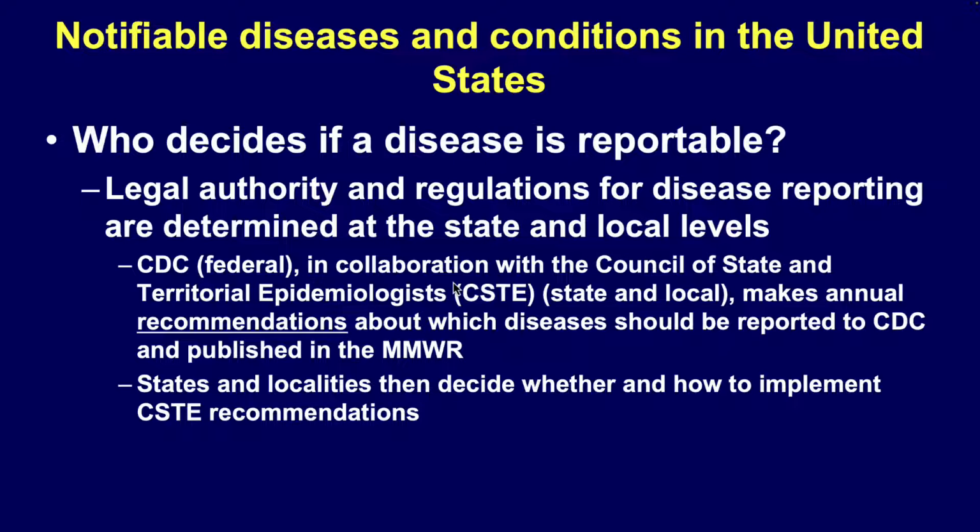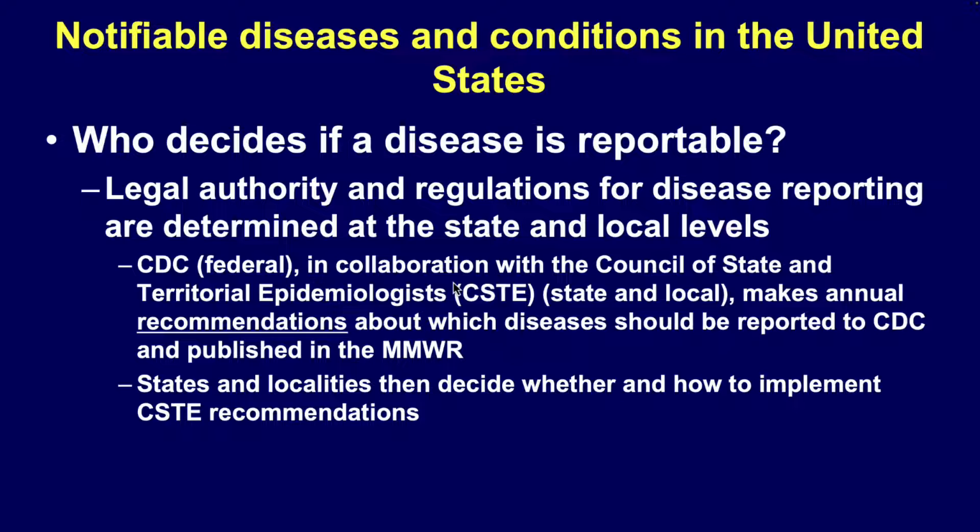And the way that it plays out is that CDC, who's a major stakeholder in public health surveillance at the federal level, collaborates with an entity called the Council of State and Territorial Epidemiologists, or CSTE. And CSTE is made up of epidemiologists from state and local health departments. CSTE makes annual recommendations about which diseases and conditions should be reported to CDC and published in the MMWR.